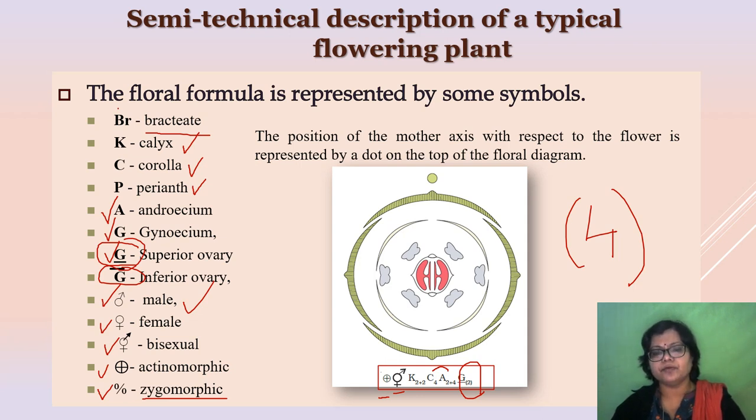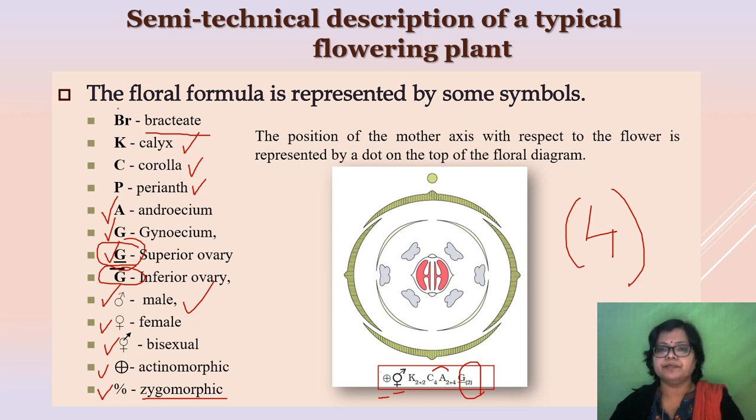So from the floral formula we can understand the different parts of the flower. We can understand the structure of the flower, whether it is actinomorphic or zygomorphic, unisexual or bisexual, calyx, corolla, androecium, gynoecium, whether all whorls are present or not, and how many in number, sepals, petals, and whether they are free or united, that can also be understood, right? And whether the ovary is superior or inferior, everything can be understood from the floral formula. So symbols are used for explaining the floral formula, and at the same time there is a sequence for writing the floral formula, right?